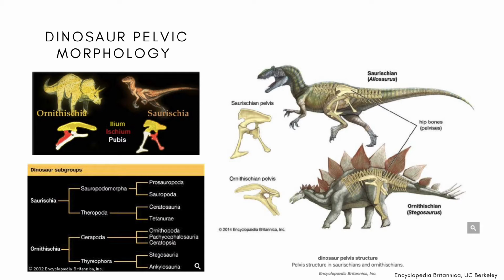Now in this diagram, you guys can see the difference between various dinosaur pelvic morphology, between Saurischia, which are dinosaurs like your Theropods, where the pubis, which is that white bone, is pointing downward, versus Ornithischia, which are animals like your Stegosaurus and your Triceratops, where the pubis is pointing backwards. And this orientation of the pubis determined how the animal would walk, whether it would walk upright bipedally or on all fours.